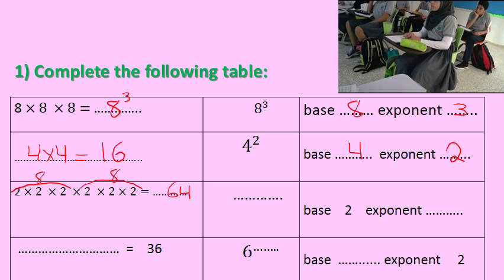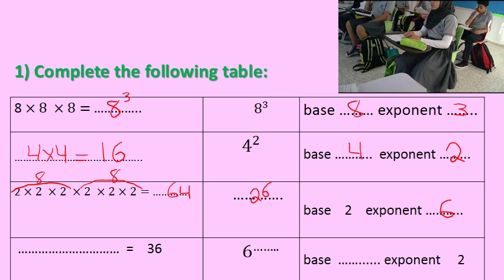How can we write it as a power, Badia? It's written 2 to the power 6. What is the base? 2. The exponent is 6.